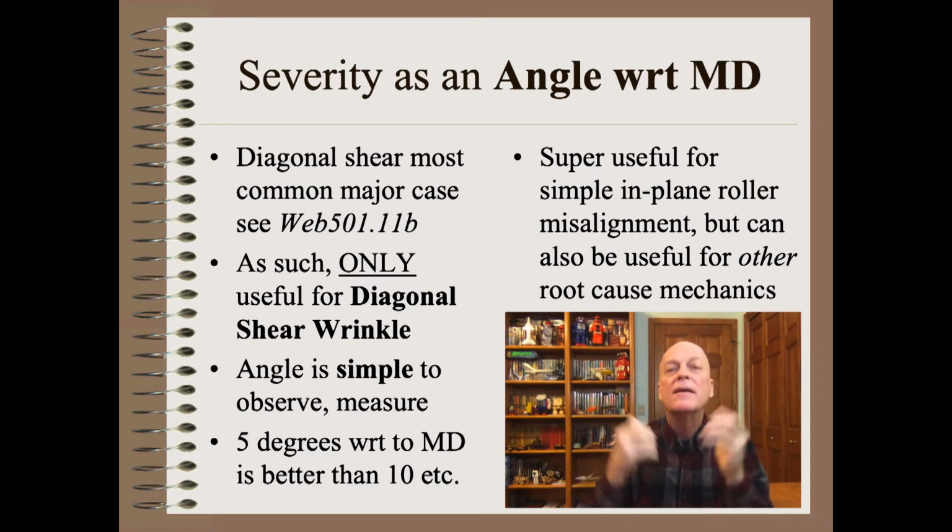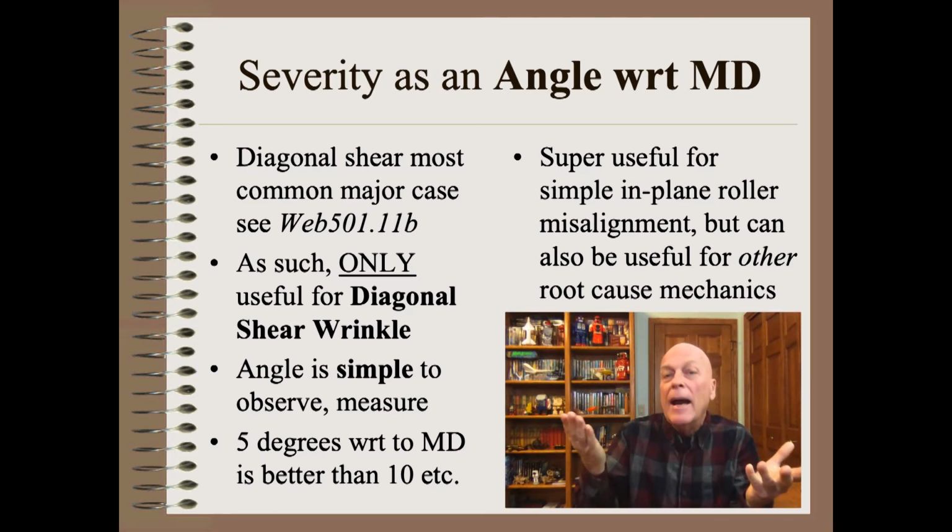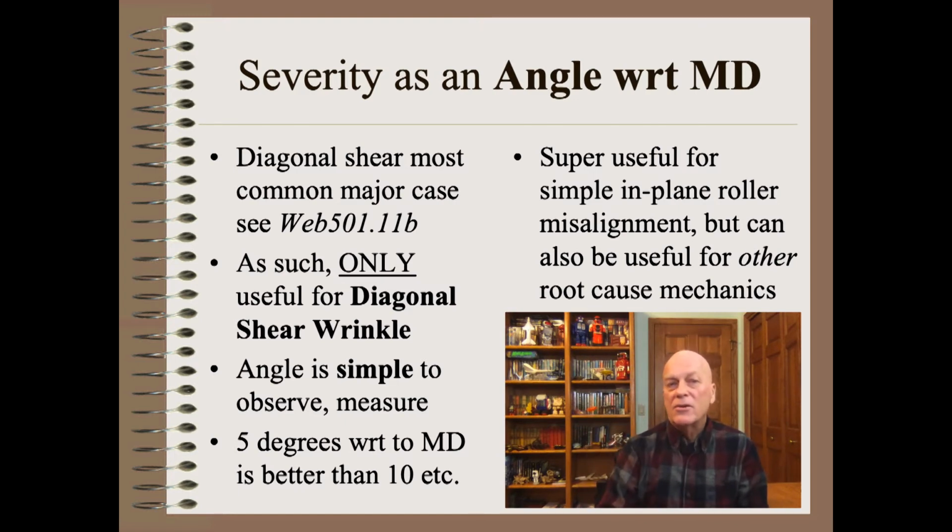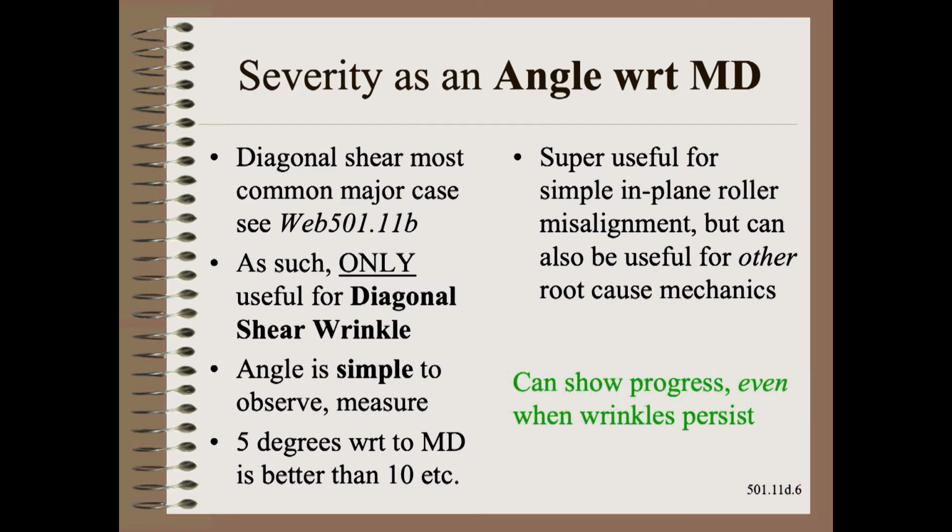All we need to know is that if we do something that reduces the wrinkle angle, we are getting closer to a complete solution. Of course, just as with severity as a count from the last slide, we can show progress, even when wrinkles persist. Again, we will take it. As I teach in my industrial problem-solving class, home run thinking is a major pitfall to progress.